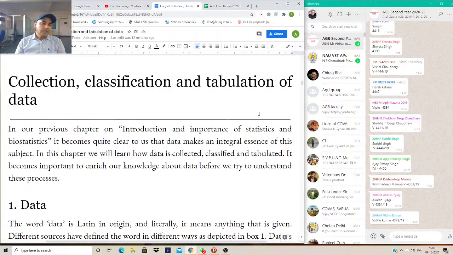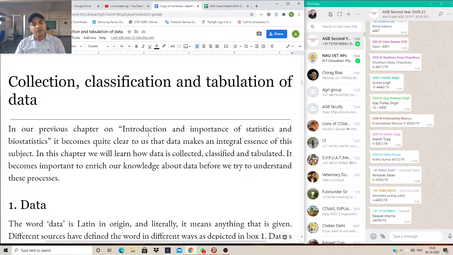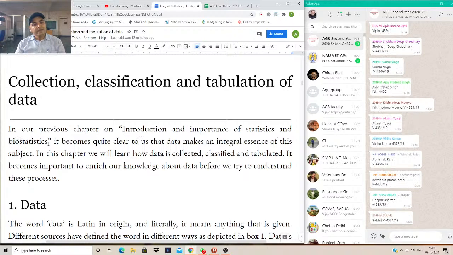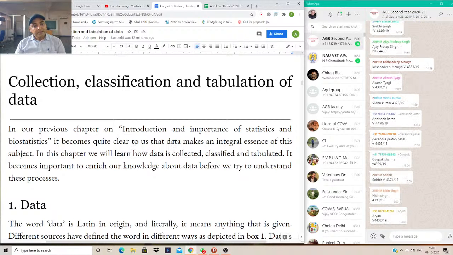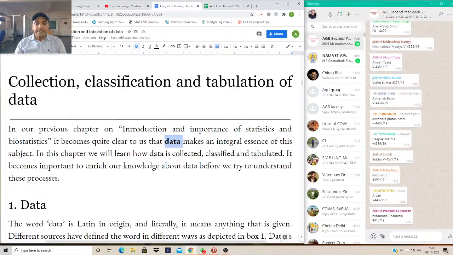In the introduction part of our previous chapter on introduction and importance of statistics and biostatistics, it became quite clear that one important thing, that is the data, is the integral essence of this subject. And without this data, we cannot proceed.